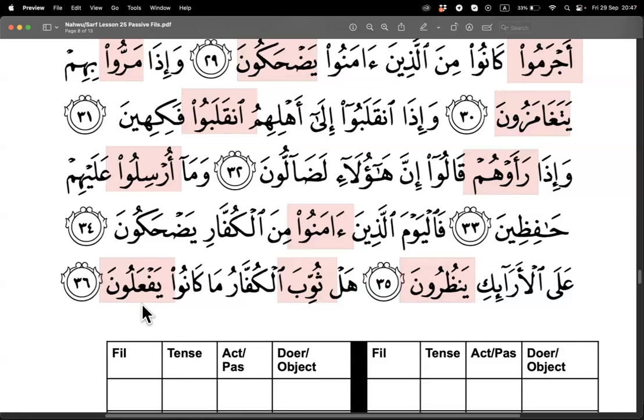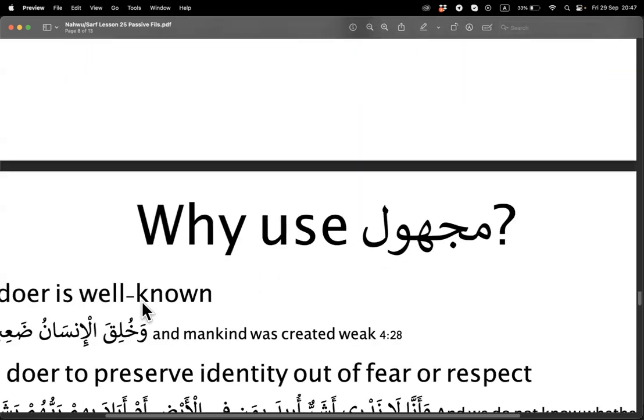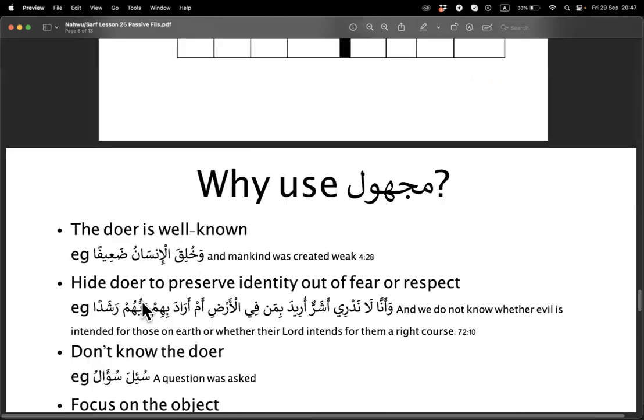Okay, and last one, yaf'aluna. Yaf'alu is fi'il mudhari maklum, and then the fa'il will be hum. Yes, and if it was majhul, it would have been yuf'alu, yuf'aluna. Good. Alhamdulillah. Okay, last thing for today.